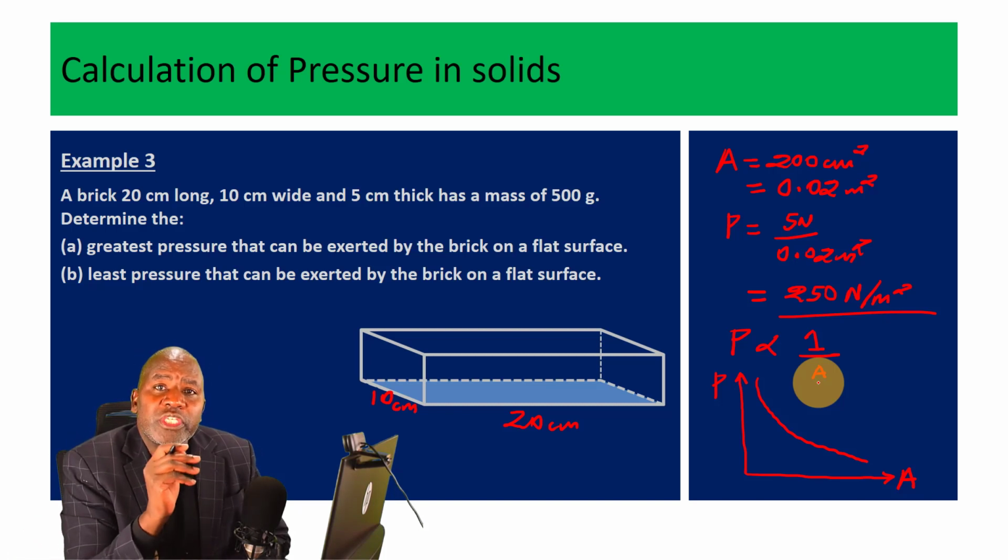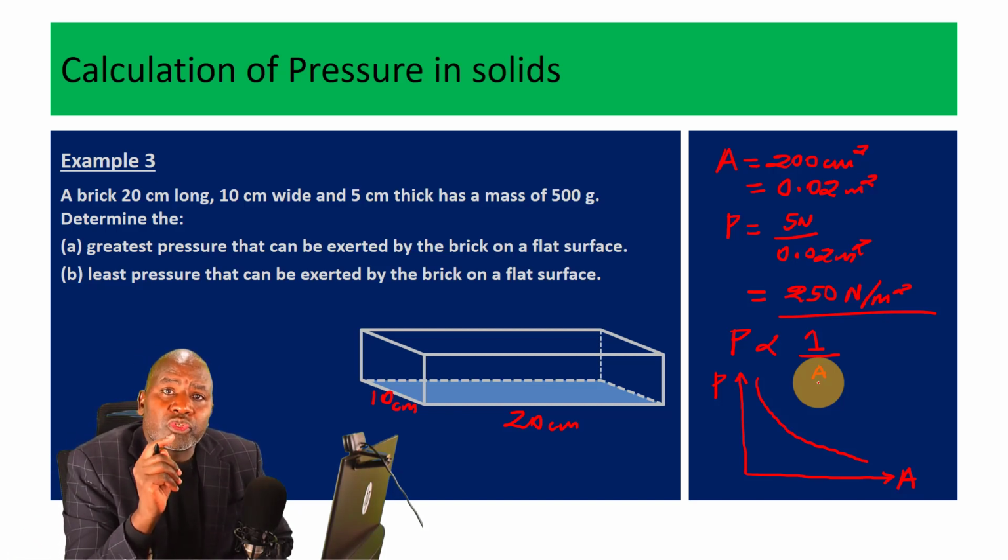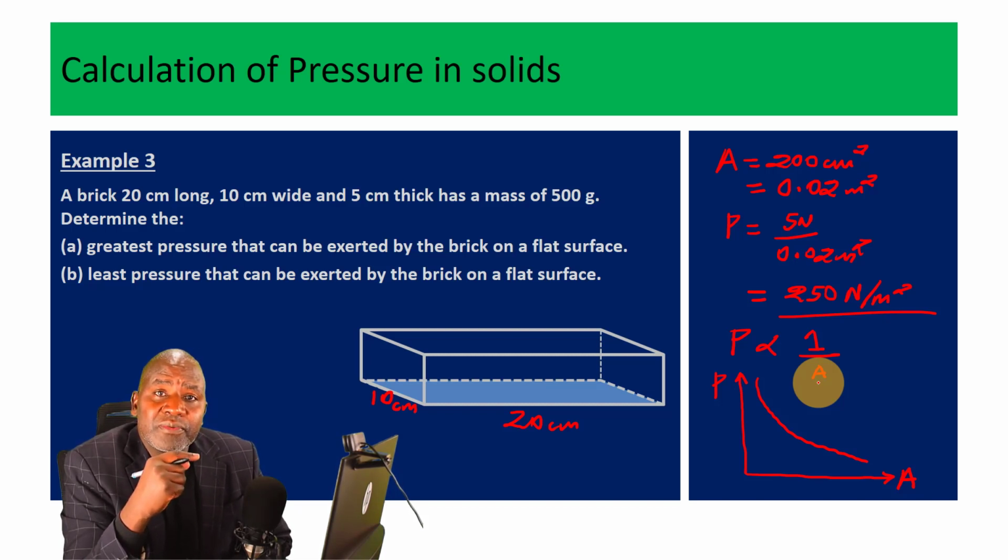That physical quantity which is at our direct control, which is the area, we can decide to change it. We can decide to double it. We can decide to make it half. We can decide to make it very small. That physical quantity which is at our control is what we refer to as the independent variable.